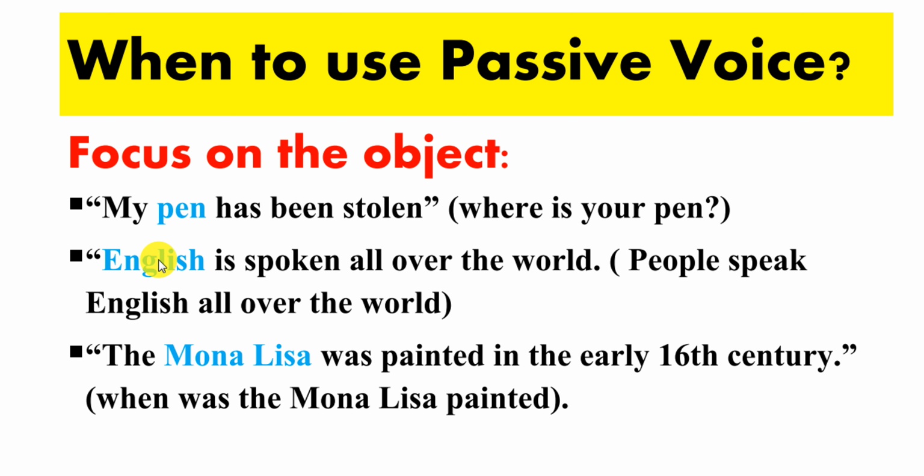English is spoken all over the world. People speak English all over the world. The Mona Lisa was painted in the early 16th century. When was the Mona Lisa painted? Hence, the focus is on the recipient of the action, the Mona Lisa.